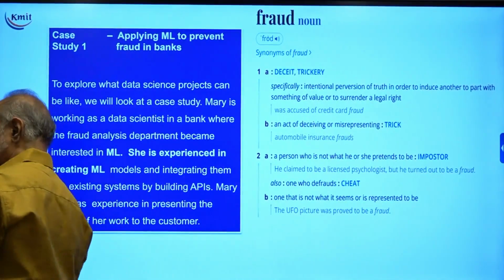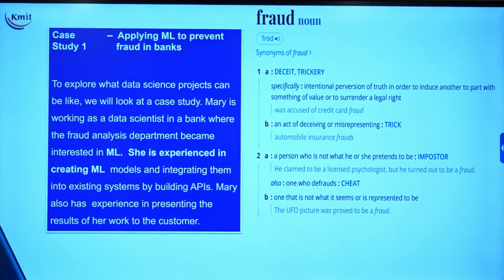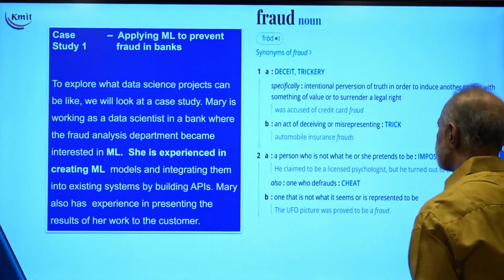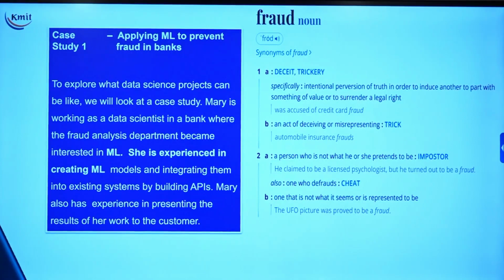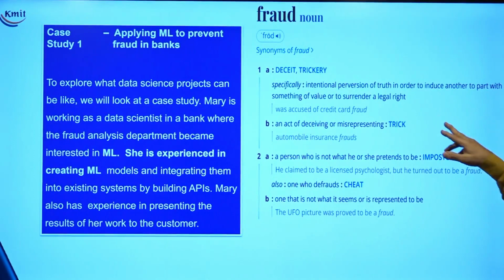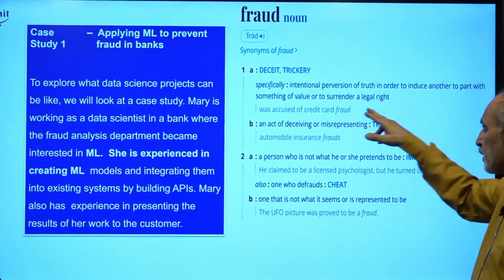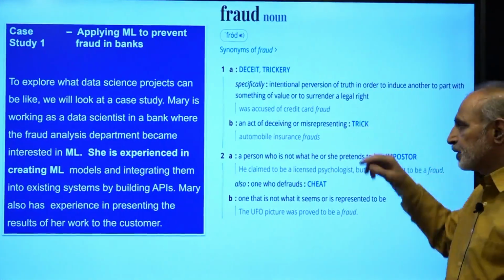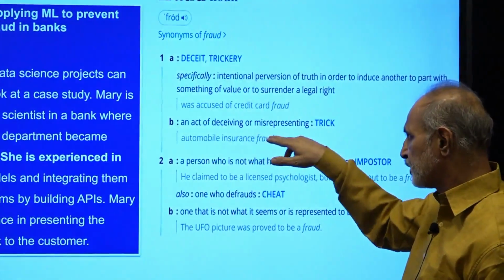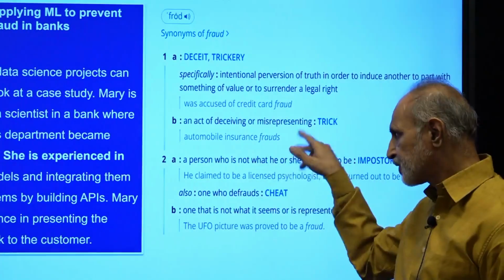Now, before I go into the fraud activity, let us define the word fraud. What is the meaning of fraud? Definitely we know from our inception in the mind that fraud means something wrong happening, something cheating happening, something somebody is putting on as an imposter. So, some definitions I have put it here. Fraud means intentional perversion of the truth in order to induce another party with something of value or a surrender to a legal right. Second is deceiving a person, misguiding or misrepresenting, that is a trick.